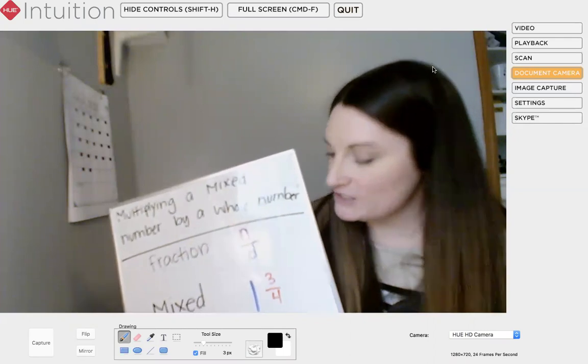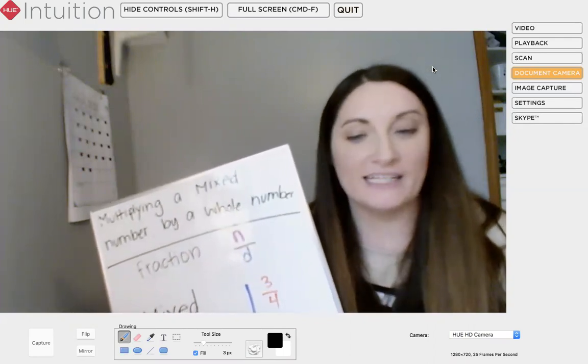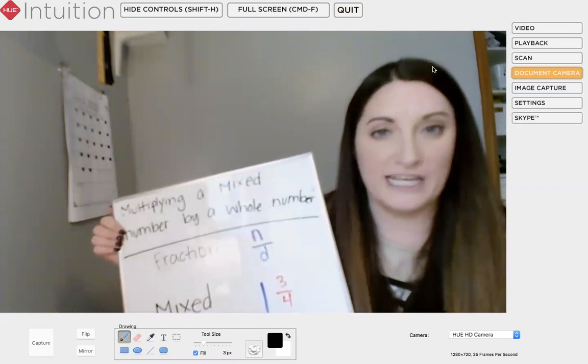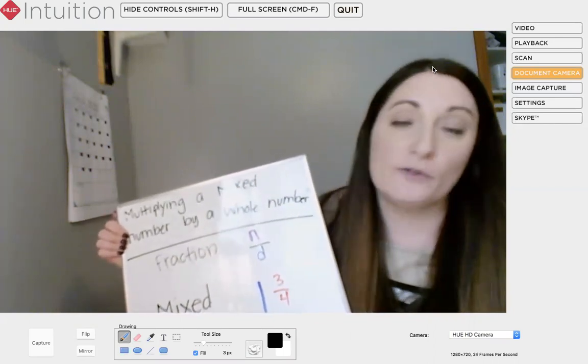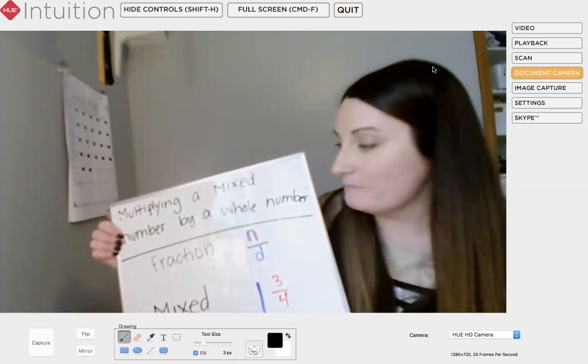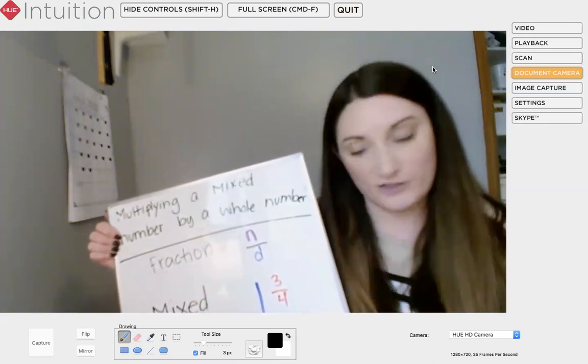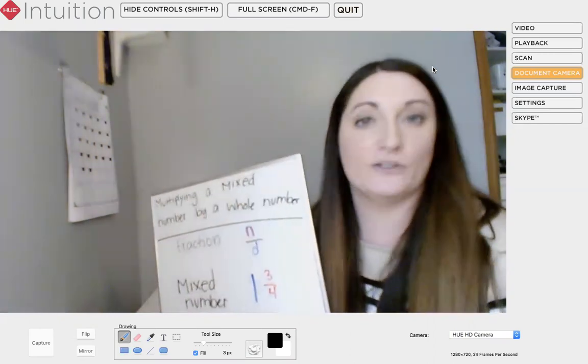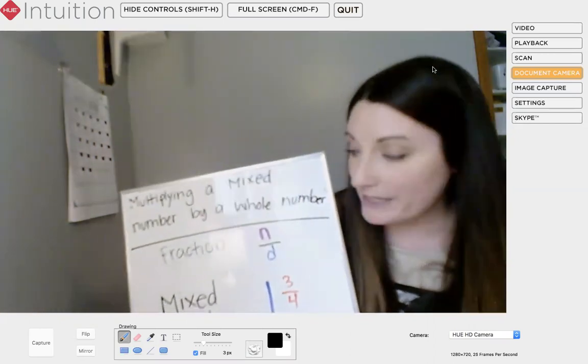I'm really excited to teach you a new lesson on multiplying mixed numbers by whole numbers. That's going to be our target for today. And we're also going to do a little bit of review with vocabulary terms and reviewing how to multiply fractions by fractions. Let's start with some key vocab words that are really going to help you today in your lessons with multiplying mixed numbers by a whole number.